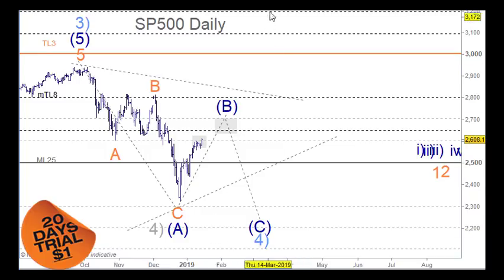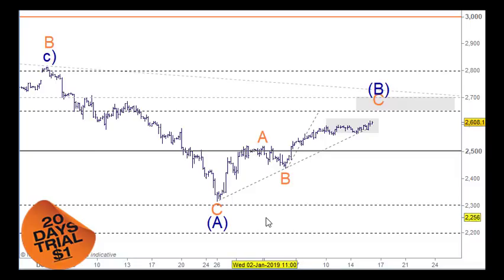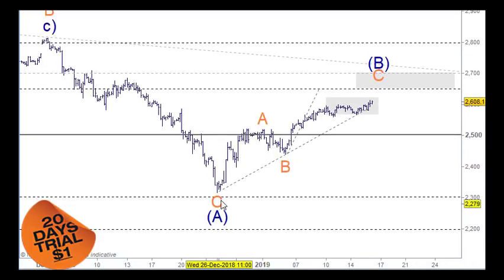So let's go into the 4-hour chart, and if we're looking for a move up into this space here, then we can look at the 4-hour chart. We'd be looking at an A wave, a B wave, and a C wave here. So we want to move past the 26, 27 area that I was talking about, and then move into this space up here. Okay, so that's the first thing.